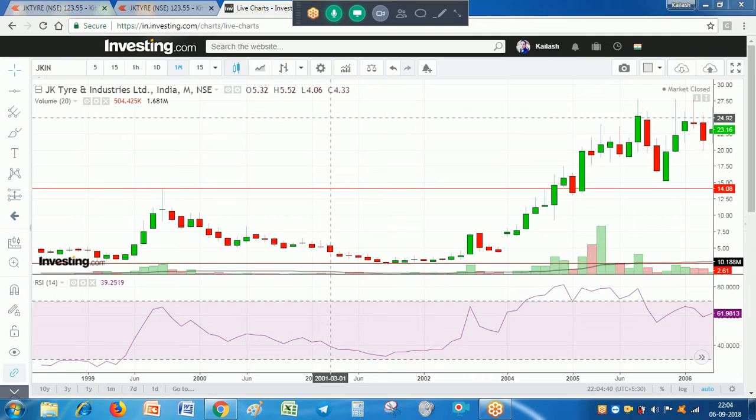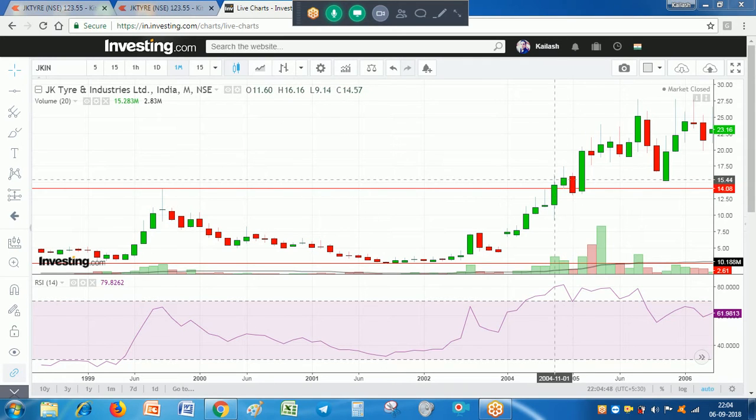Okay, so look at this, friends. Look at this candle now. There is the red candle, but it has not broken the previous big candle's low, meaning the stock was still in an uptrend. It's an indication that after making this big movement, up from some level of 4, it moved up to 14 again. This is in the year 2005, in the month of January.